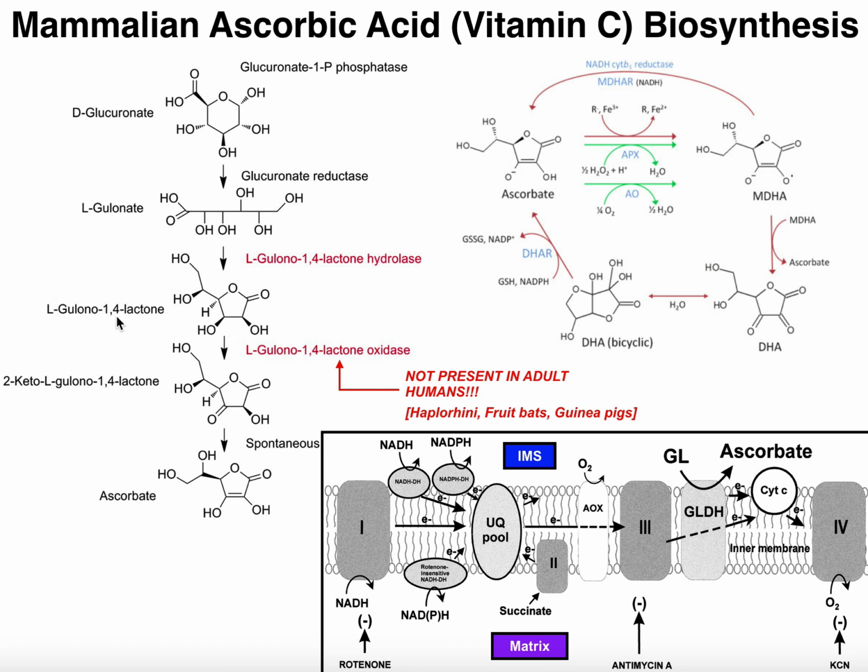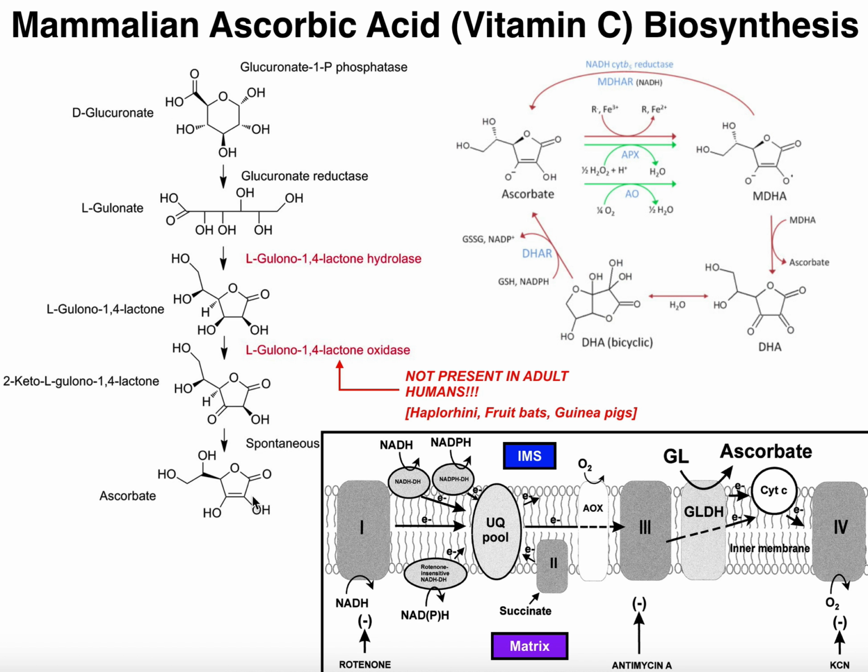All right, so gulono-1,4-lactone is now going to react with an enzyme that's going to use molecular oxygen. This is called gulono-1,4-lactone oxidase. So it's going to convert this molecule into 2-keto-L-gulono-1,4-lactone. Notice what happens is this hydroxyl group on the wedge right here, on this carbon where my mouse is, gets oxidized into a carbonyl. Okay? And what will happen essentially is this molecule will undergo a spontaneous reaction without any need for an enzyme into ascorbate, also called ascorbic acid or vitamin C.